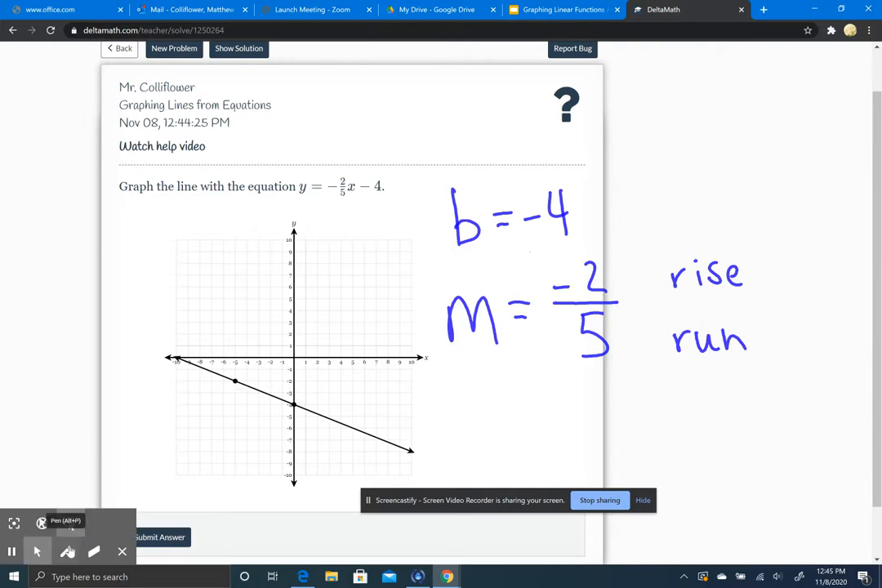And so now I've completed steps 2 and 3. Step 4 is to make sure my line has the correct slope, and I see that my line does move up and to the left, which means it has negative slope, which is good.